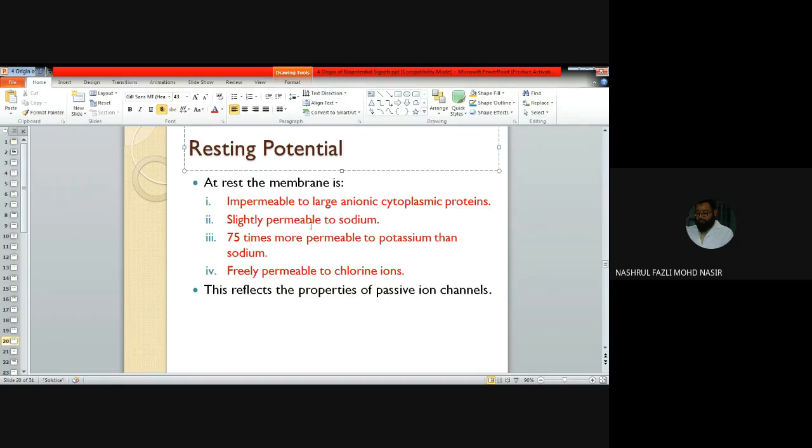Sodium is slightly permeable. Potassium, they like it so much. And the chlorine ions, no limit. It means freely, they don't need to go to the police station for permission to go home for Raya. It's like that.